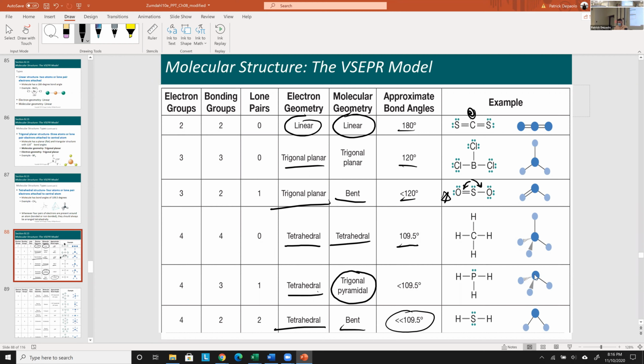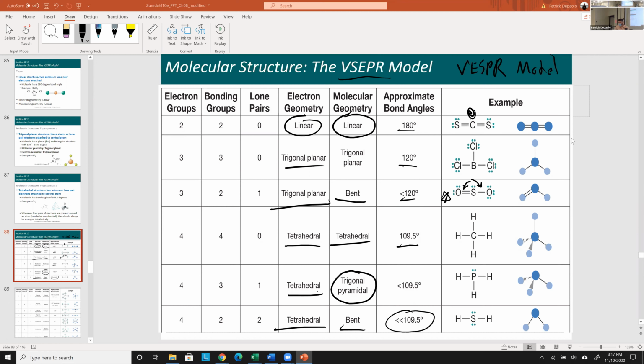So this is called the VSEPR model. I didn't even tell you. This is spelled wrong, it's VSEPR model. And Logan, you have to memorize all these for the exam. You have to understand them, you have to know them.